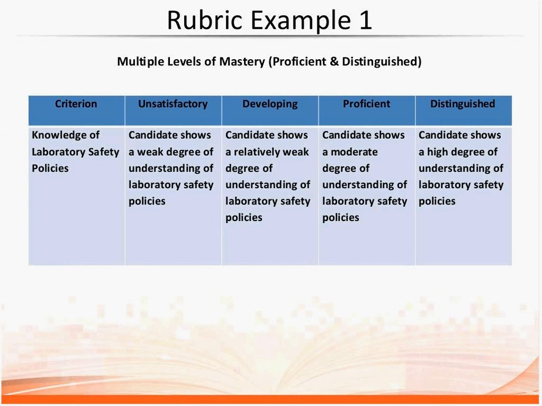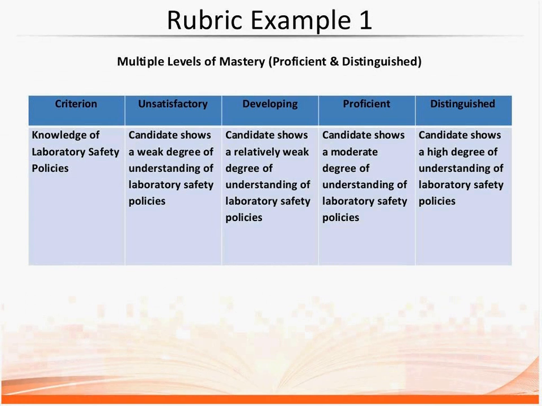In this example, you can see multiple levels of mastery, proficient and distinguished. What look like performance descriptors are, in this case, a good example of that type of subjective surrogate for the performance levels themselves. Highly subjective. Would all faculty be consistent in making clear distinctions between a weak, a relatively weak, and a moderate degree of understanding? And would the students know what that difference is and what would constitute those different levels of performance?